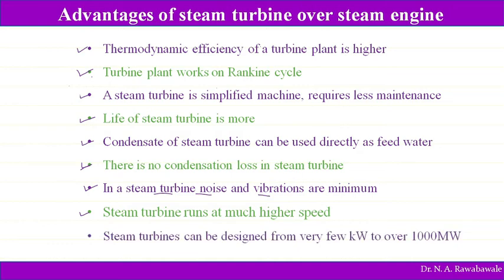The steam turbine can be designed from very few kilowatts to 1000 megawatts. So the steam engine cannot be designed for a wide range, whereas steam turbines can be designed for a very high range, from the smallest range to the highest range, but this is not possible with the steam engine.